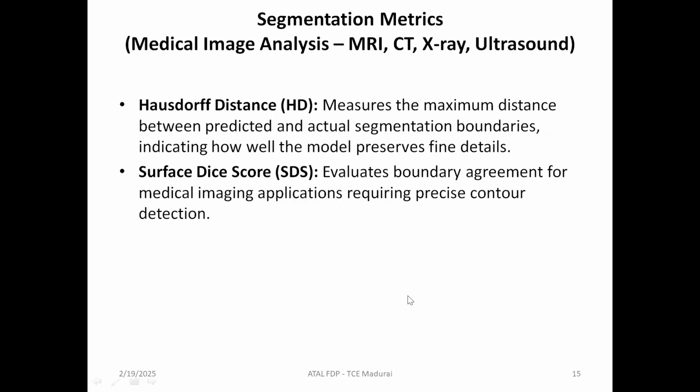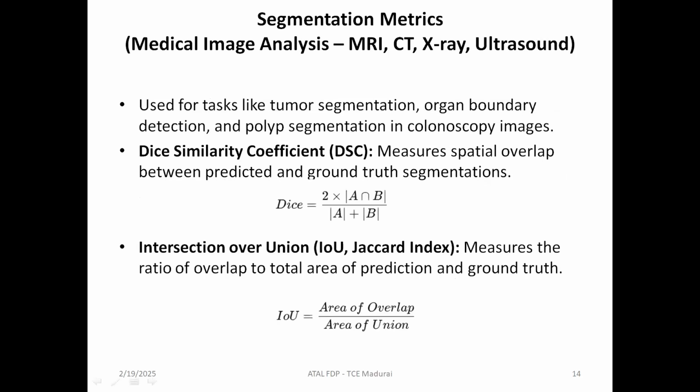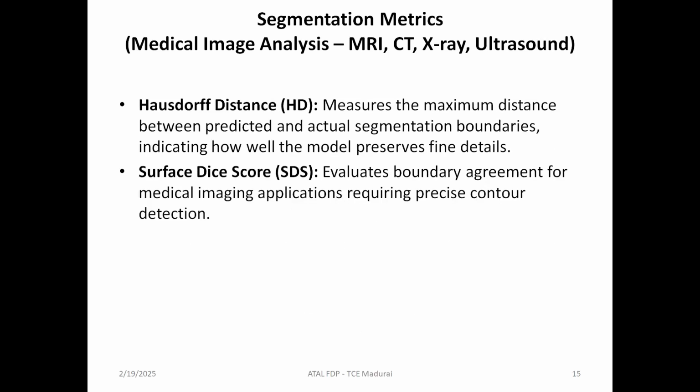Again, we have two more metrics for segmentation purpose. That is Hausdorff distance. This measures the maximum distance between the predicted and actual segmentation boundaries, indicating how well the model preserves the fine details. Then surface dice score, it evaluates the boundary agreement for medical imaging applications requiring precise contour detection. So for segmentation problems, we can make use of these metrics.